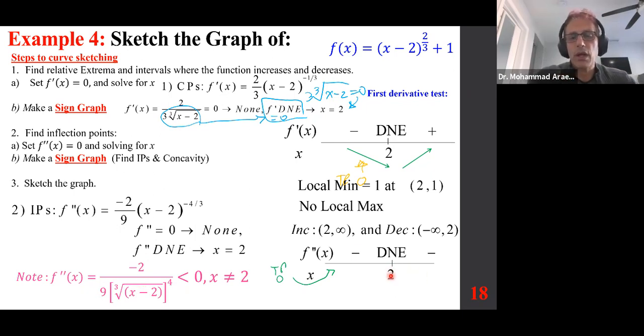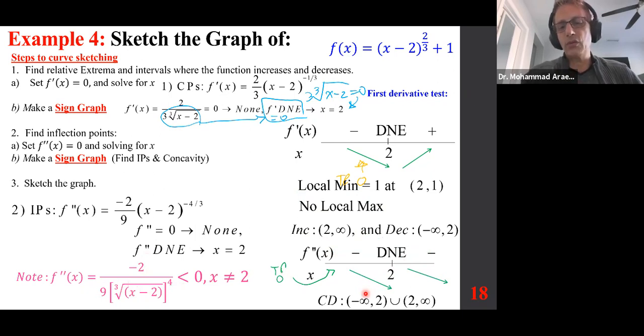Do the same thing. To the right of 2, like 4, 5, 3, any number makes it positive. So negative over positive is negative. Therefore, we are going to say it's concave down, but we're not going to say it's concave down from negative to positive infinity. It makes no sense. Negative infinity to 2, union 2 to infinity.